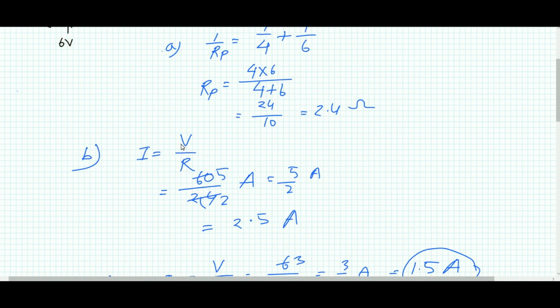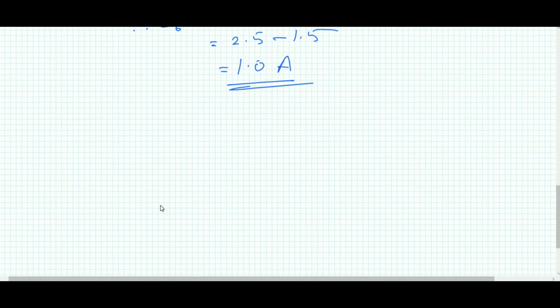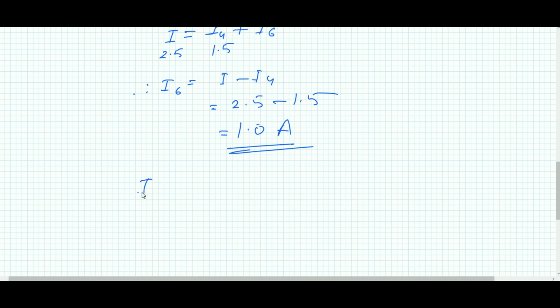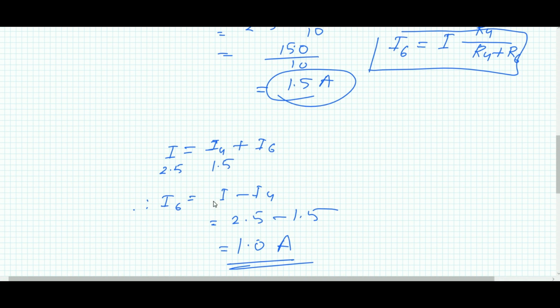So I think you understand this sum clearly. I calculated the current through the 6 ohm resistor in this way, but you can also do it another way: I6 equals V by R6, that is 6 by 6, equal to 1 ampere. I calculated this sum in this way because electrical parameters can be calculated in multiple ways. Clear understanding is most important. This is a simple sum, but when you deal with critical sums, it will be very helpful for you.